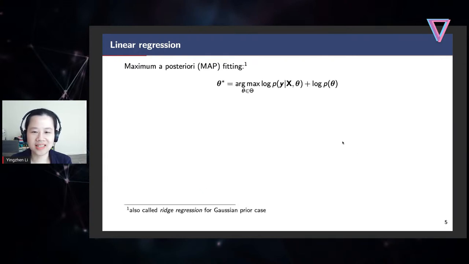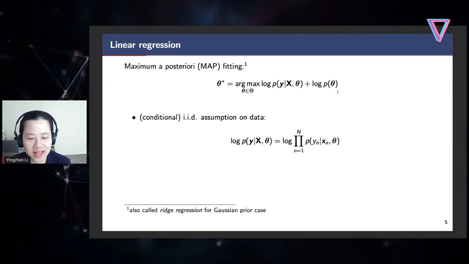Okay, so now let's see how we actually fit the model parameter. There is an estimation technique called maximum a posteriori, or MAP fitting, which means you want to obtain the best parameter theta by maximizing the log joint distribution of the output y and the model parameter theta. The joint distribution factorizes into the likelihood terms and also the prior terms. Don't worry if you don't understand this. You will see in a second how this will turn out to be something that you might be a bit more familiar with.